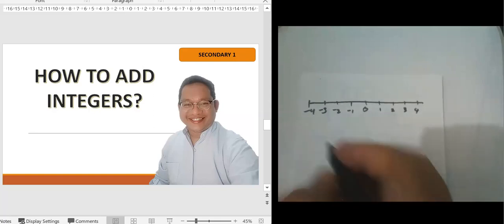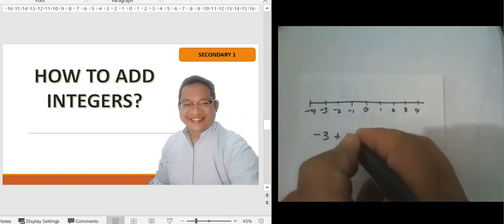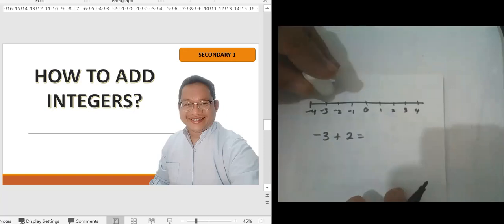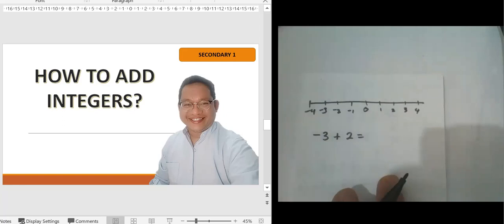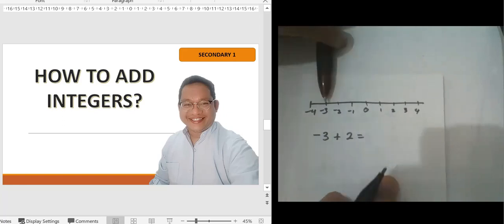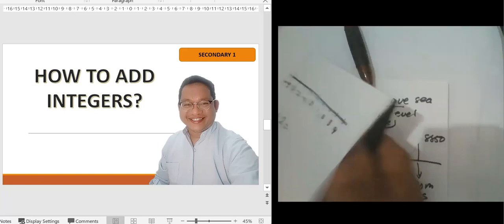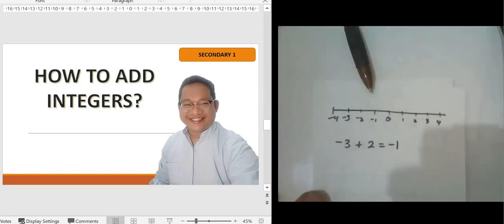So let's say, for example, the question is, what is -3 plus 2? So what you're going to do is you start from -3, and afterwards, you put this marker on the -3, and then you jump +2, meaning to the right. So 1, 2. So the answer there is -1, because you're actually merely jumping 2.